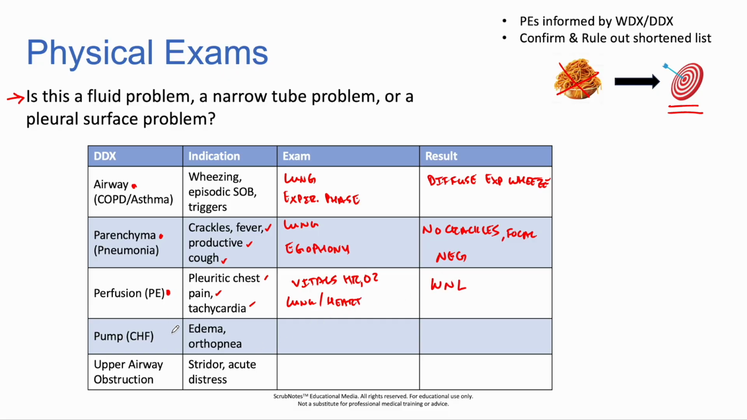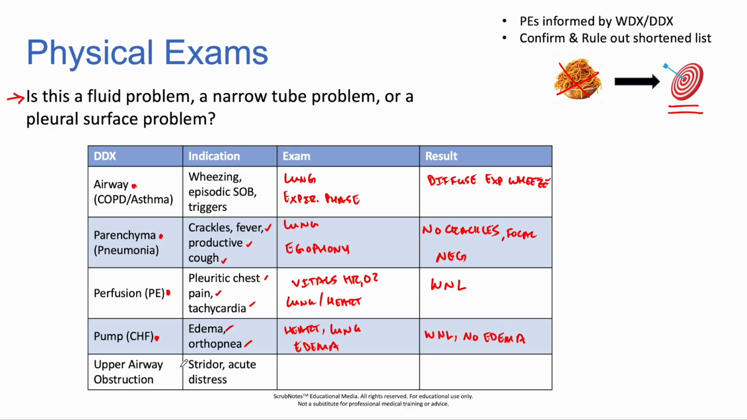If there's a pump or heart issue, like in congestive heart failure, you'd probably see some edema and orthopnea. So again, be sure to perform a heart exam, a lung exam, and I'd also want to check for peripheral edema in the lower legs. So for our patient, let's assume that's within normal limits and no edema.